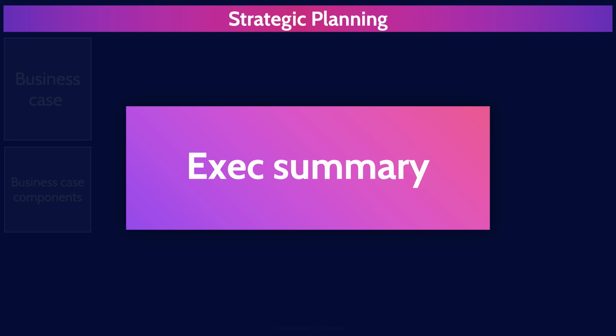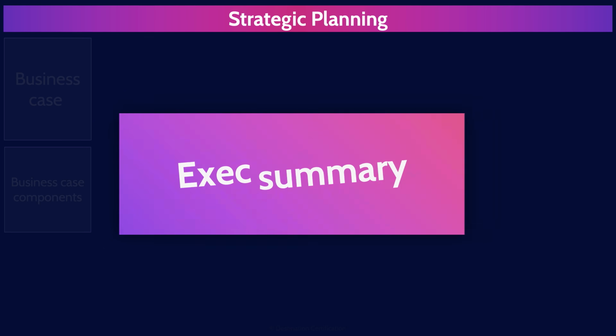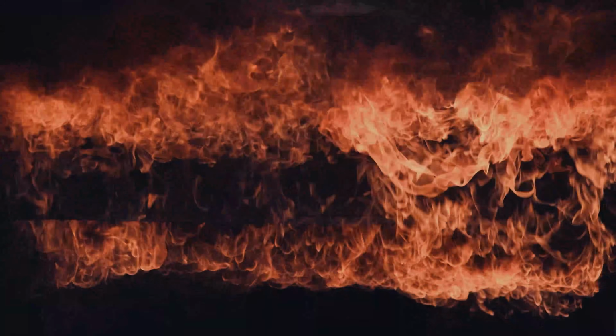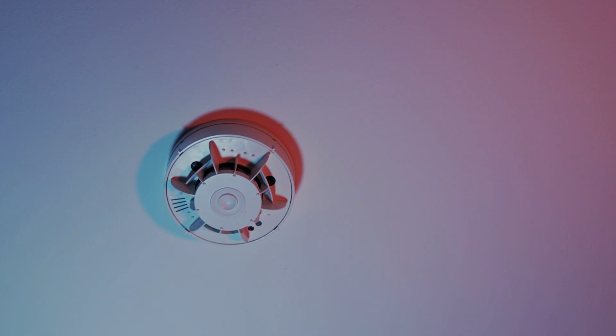Your executive summary captures the essence of your entire proposal in a single page, providing busy executives with immediate insight into the value proposition. Crafting an effective problem statement requires you to articulate not just what's wrong, but why it matters to the business and what happens if nothing changes. The best problem statements quantify risk exposure, identify specific vulnerabilities, and connect security gaps to potential business impacts like revenue loss, regulatory penalties, or reputational damage. This is your burning platform for change, the fire alarm that makes everyone drop their coffee and pay attention.